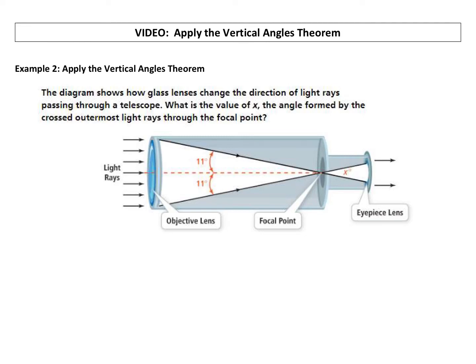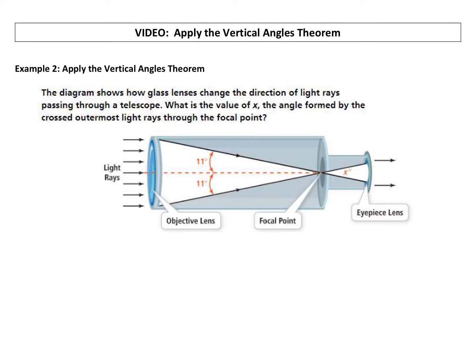All right, let's take a look at an example that applies the vertical angles theorem. Now that we just proved what it was, let's see how it works in real life. The diagram shows how glass lenses change the direction of light rays passing through a telescope. What is the value of x, the angle formed by the crossed outermost light rays through the focal point?